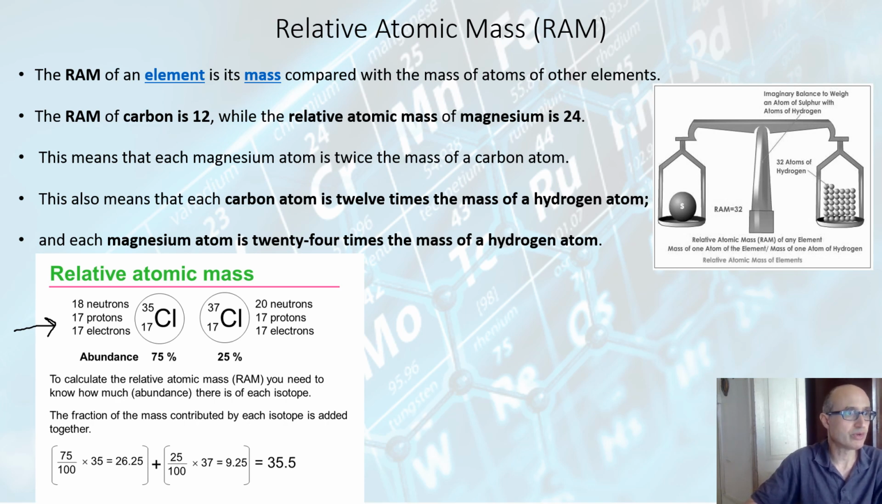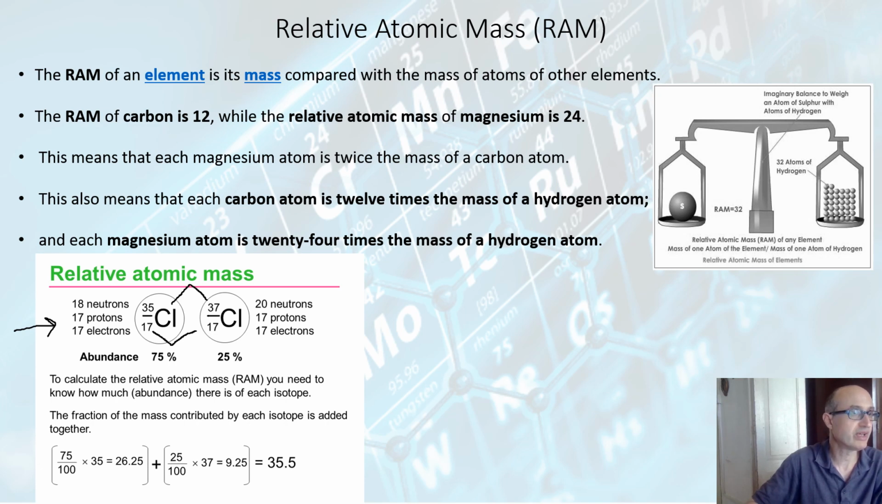Now, chlorine, as you should remember, has two isotopes. It has chlorine 35 and chlorine 37. And isotopes, as you should remember, are atoms of the same element. Notice that they are both atoms of chlorine. They have the same number of protons, 17, or the same number of electrons, or the same atomic number. Remember that atomic number is equal to the number of protons, which in turn is equal to the number of electrons. But the number of neutrons is different.